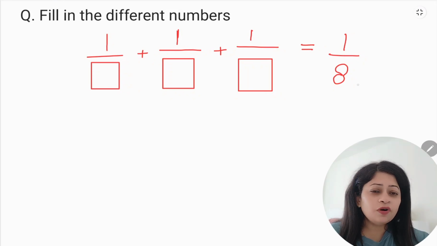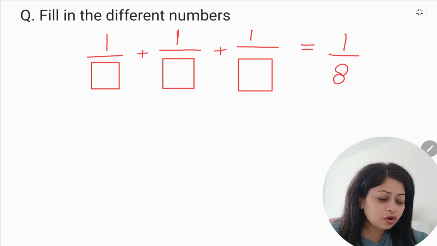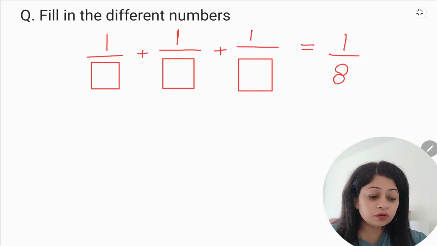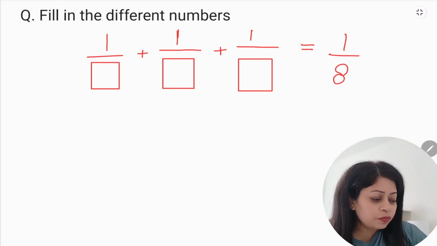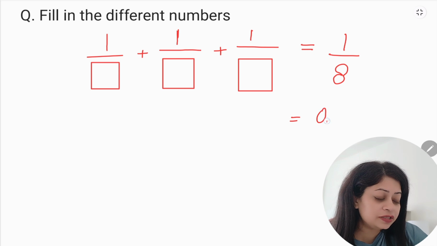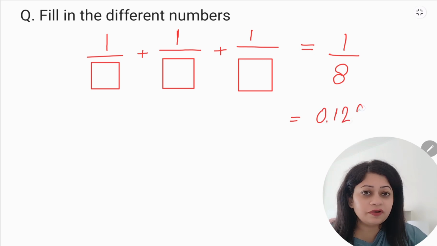Okay, so what do we need to do now? We do not know what number would fit here, so it always comes 1 in the numerator. So what should we do? We should try to convert it into decimal. We know 1 by 8 is 0.125, right?